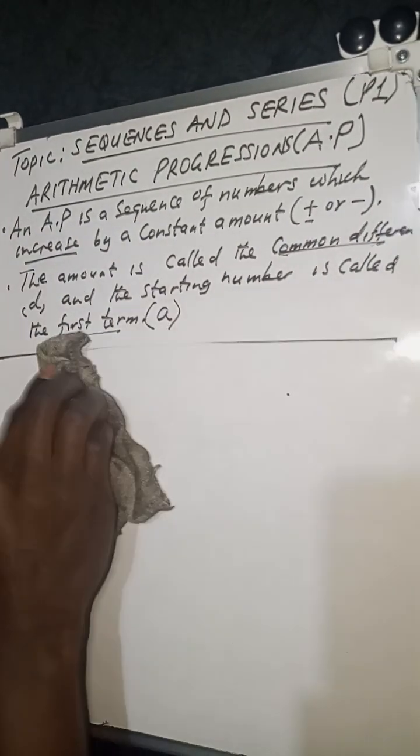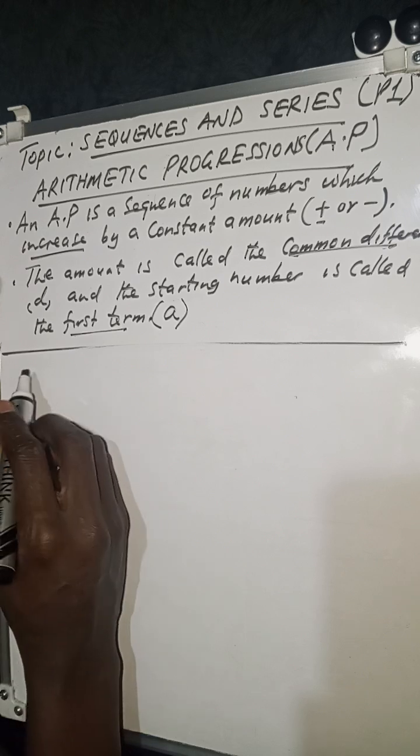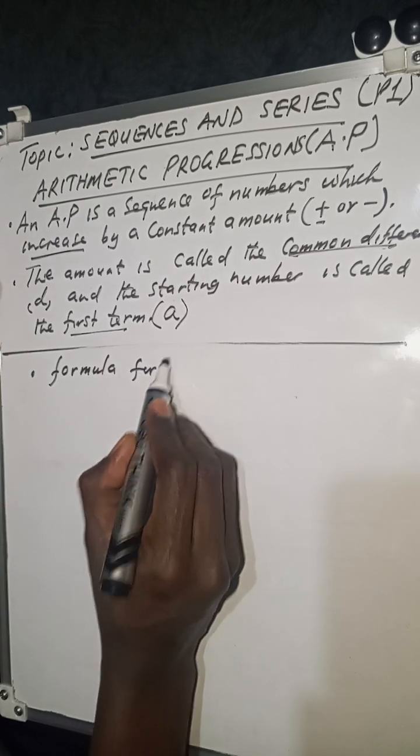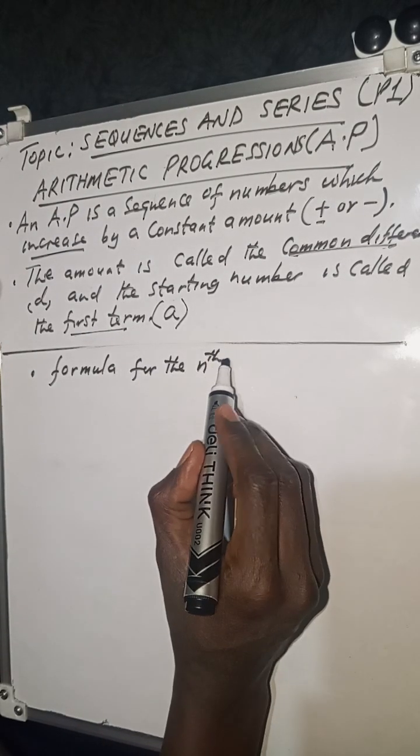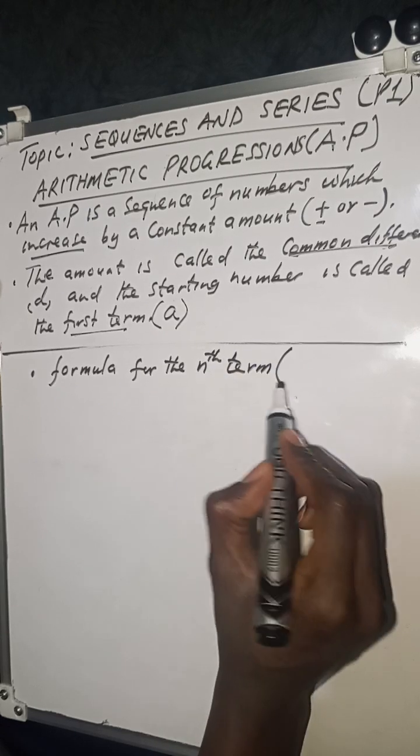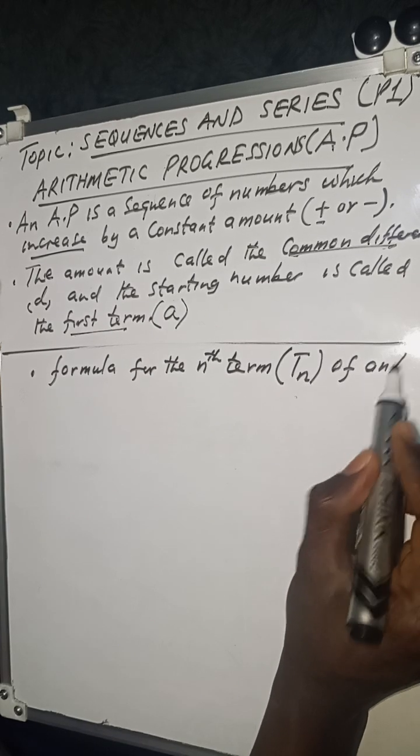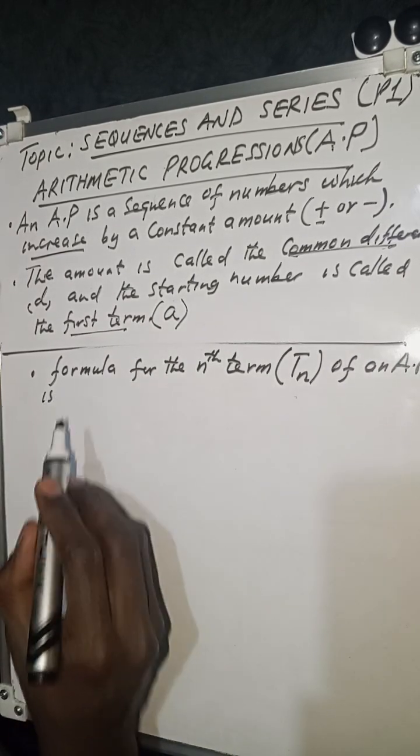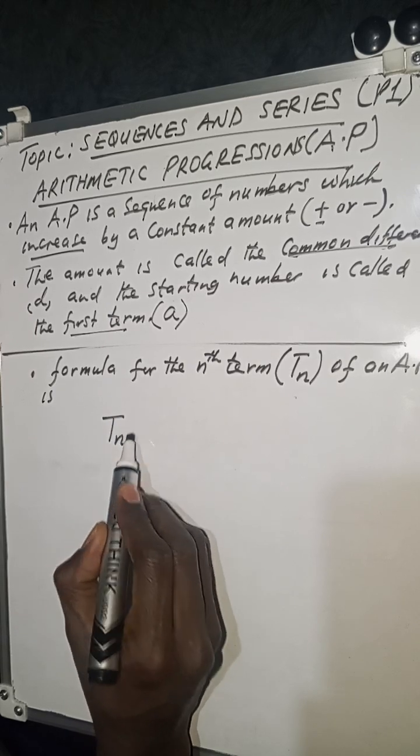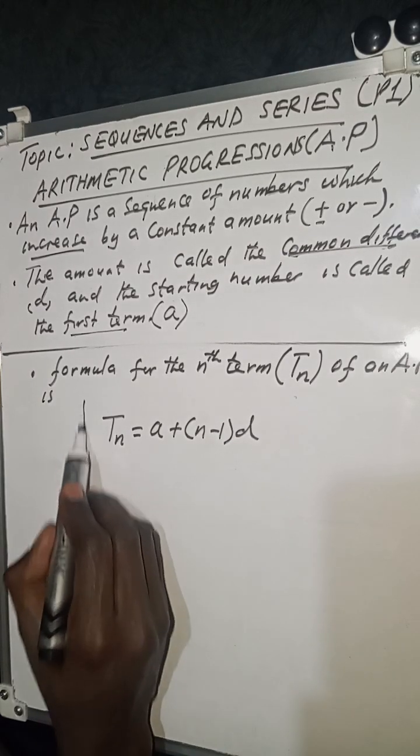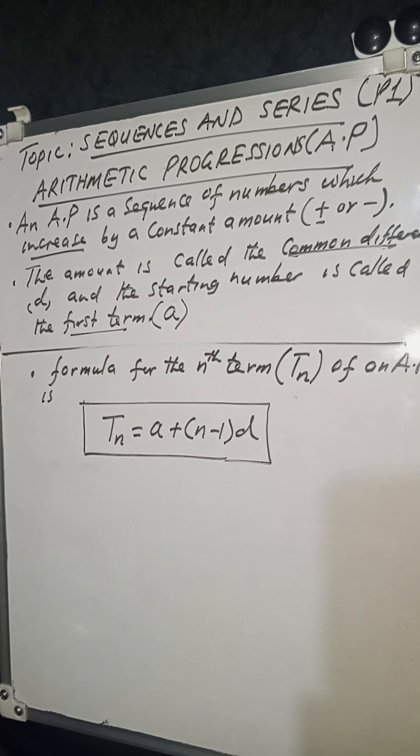So the general form that I can simply give you is the formula that you need to know, the formula for the nth term. The formula for the nth term, which we write as Tn, of an AP, arithmetic progression, is given by Tn is equal to a plus n minus 1 multiplied by the common difference. So this is what you need to remember. That's the formula for the nth term of an arithmetic progression.